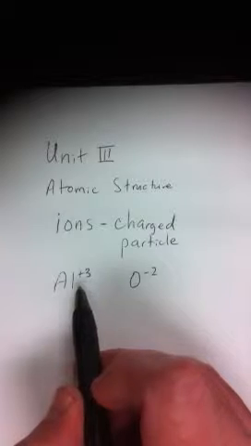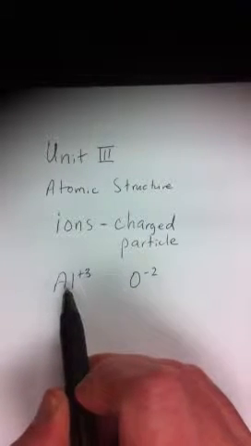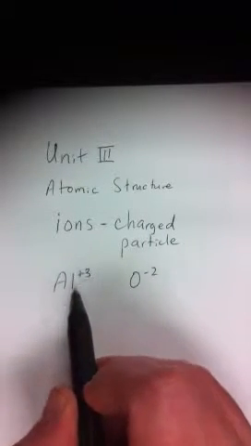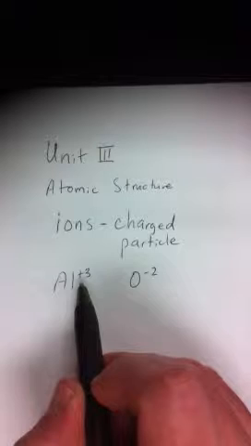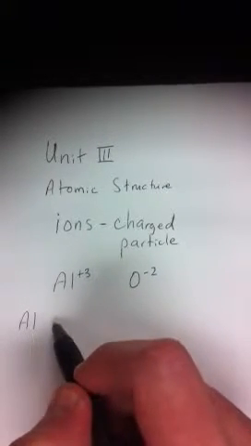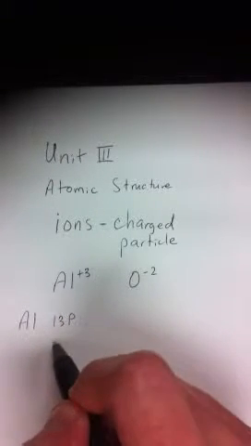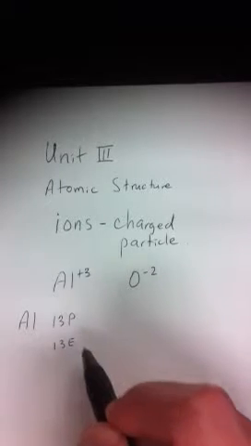So this is plus 3. This doesn't mean to add 3. This doesn't mean that 3 things were added somewhere. This means that the charge, the value of this particular atom is positive 3. Now a normal aluminum atom, if you look at the periodic table, you should have a periodic table in front of you, has 13 protons and 13 electrons.